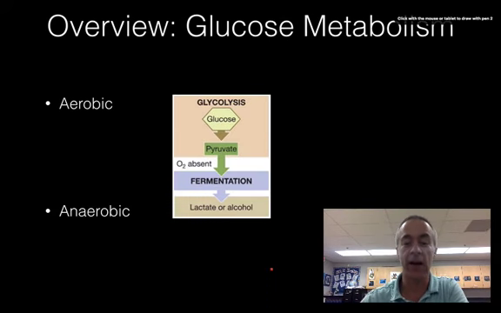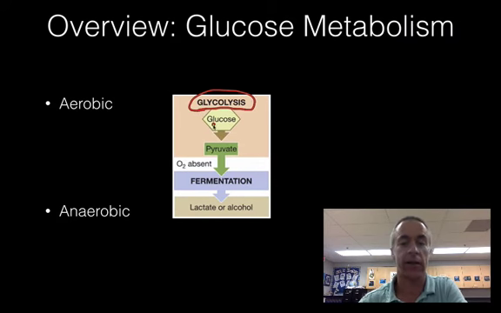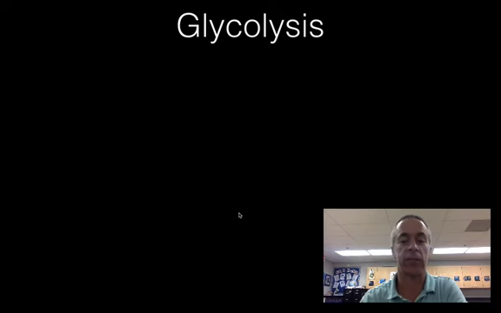If oxygen's not present, notice we're still going to start with glycolysis. It's going to take the glucose and break it down into pyruvate, but then in the absence of oxygen, we're going to skip all those other steps and go through something called fermentation. Fermentation leads to the production of either lactate or alcohol. In our cells, we produce lactate. Yeast and some bacteria produce alcohol during fermentation. But we'll get to fermentation in our next video.